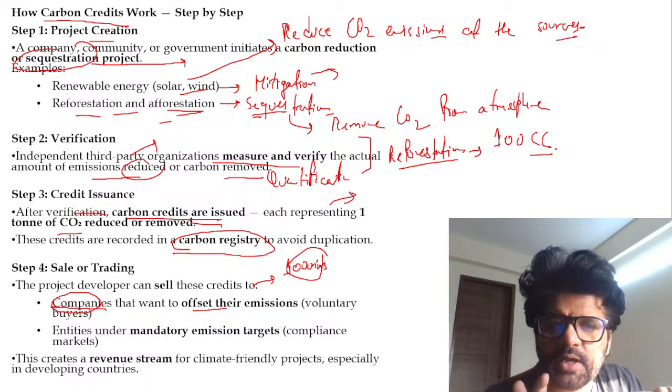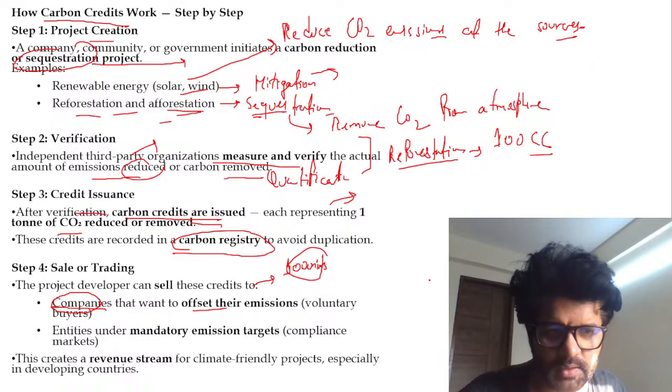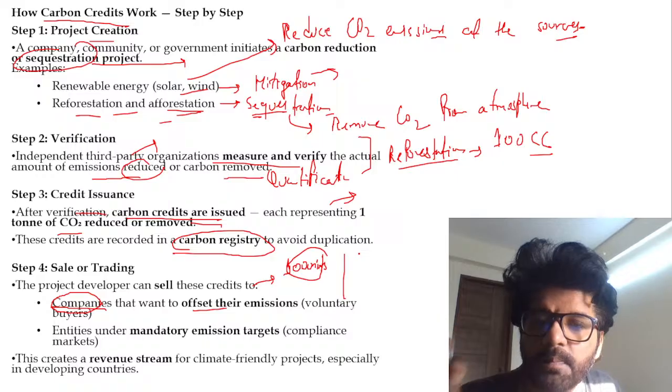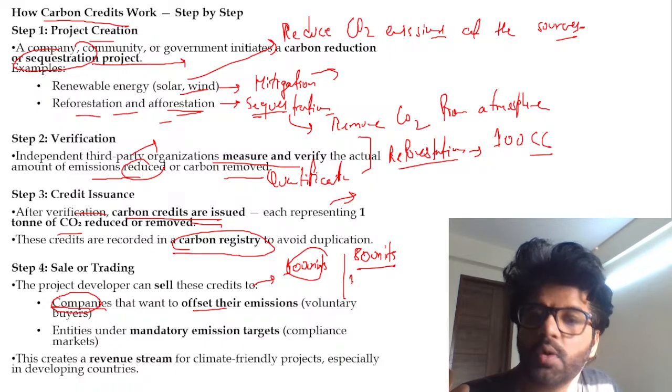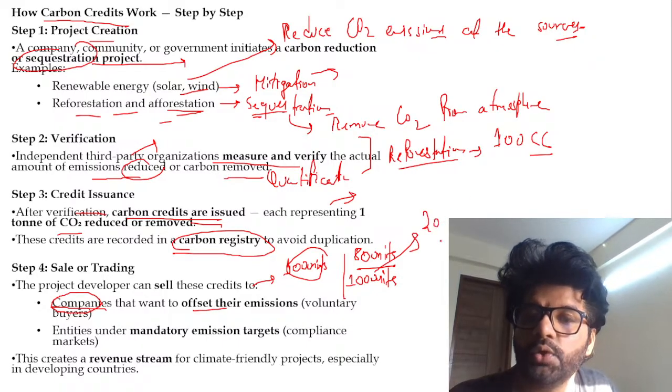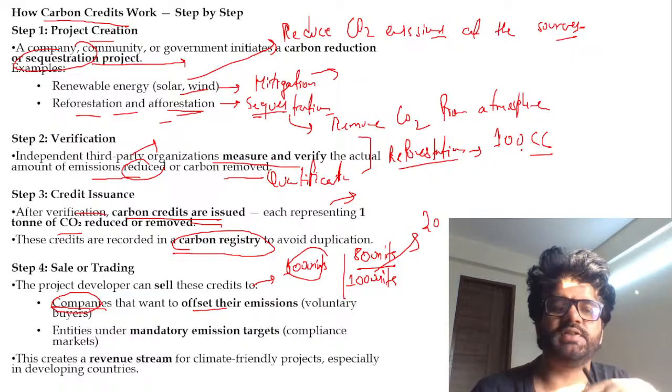They can offset their emissions. Let's say the government has made it mandatory that you can emit only 80 units, but you're emitting 100 units. So what you can do is buy these 20 excess units from carbon credits. That's how these things work.